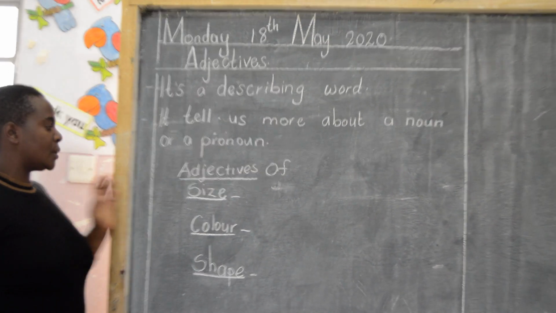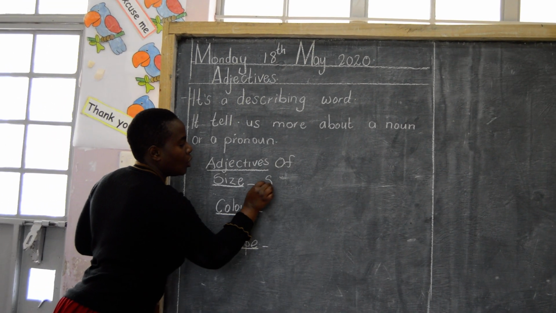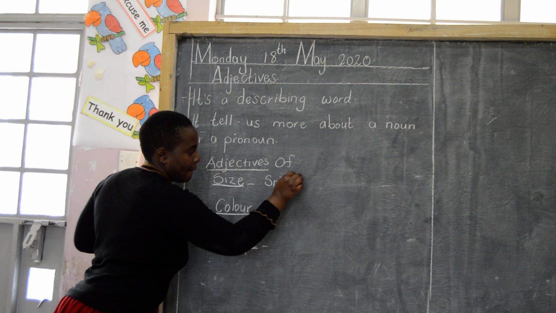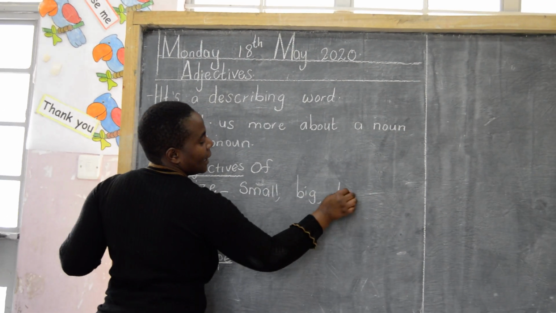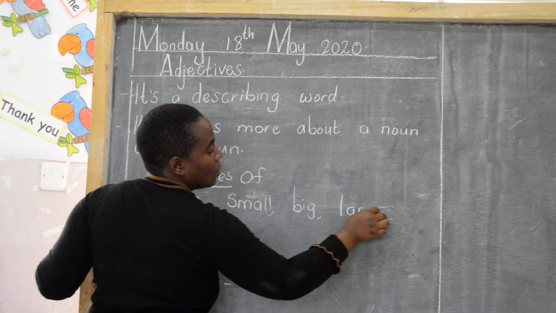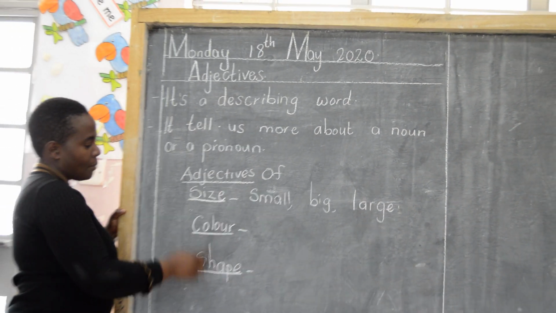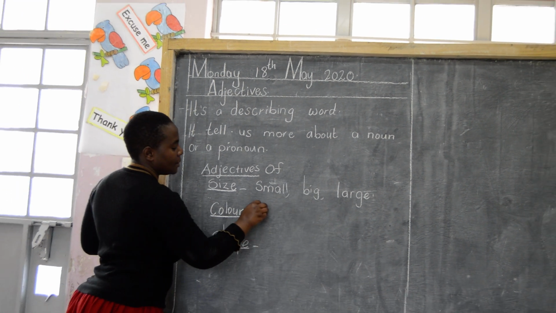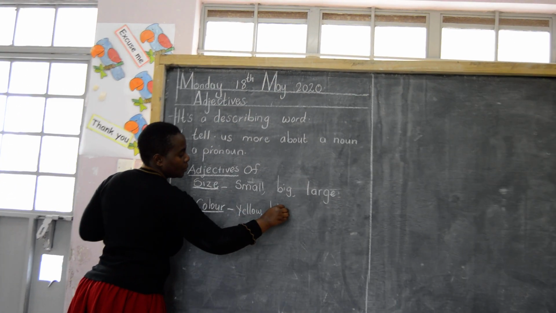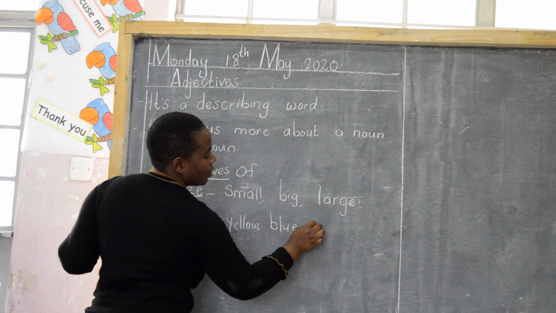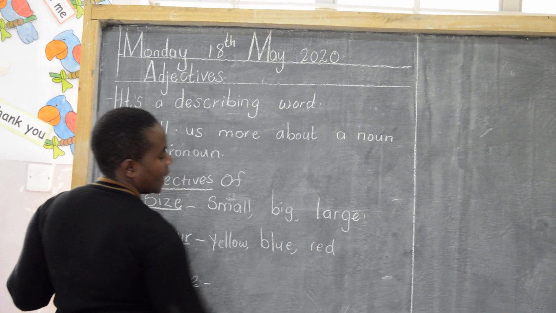When we talk about size, we can say something is small, something can be big, something can be large, and so forth. When we talk about color, it can be either yellow, blue, or red, and the rest of the colors.